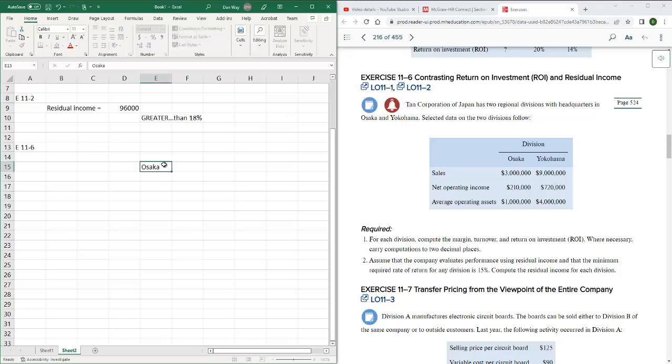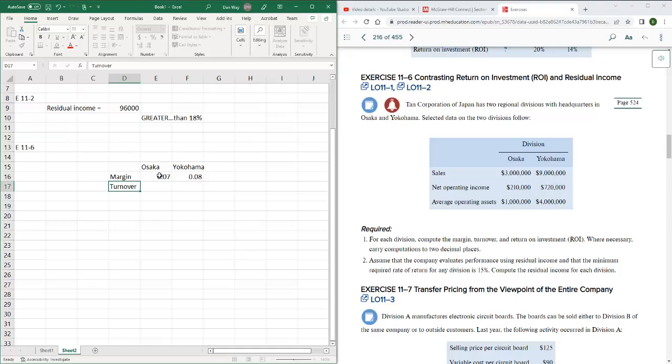So this is Osaka, and I'll put Yokohama right next to it here. First up, we've got the margin measure. Again, this is overall profit margin. So for Osaka, that's net income of 210,000 divided by the sales of 3 million. So their margin, 0.07 or 7%. Yokohama had net income of 720,000 versus sales of $9 million. So their margin, 720 divided by the 9 million, is 0.08 or 8%.